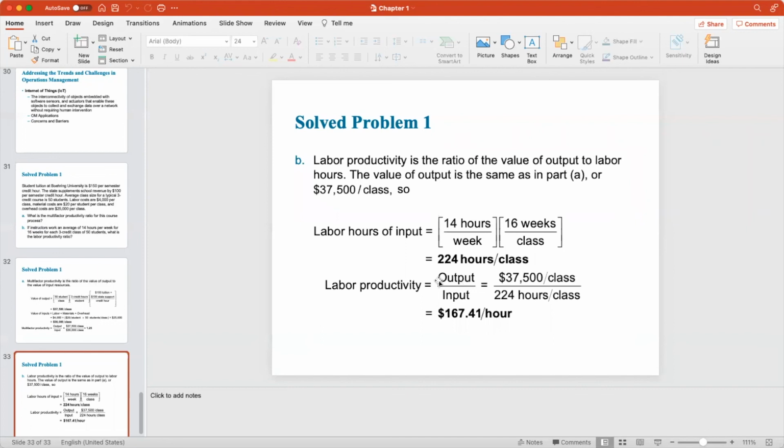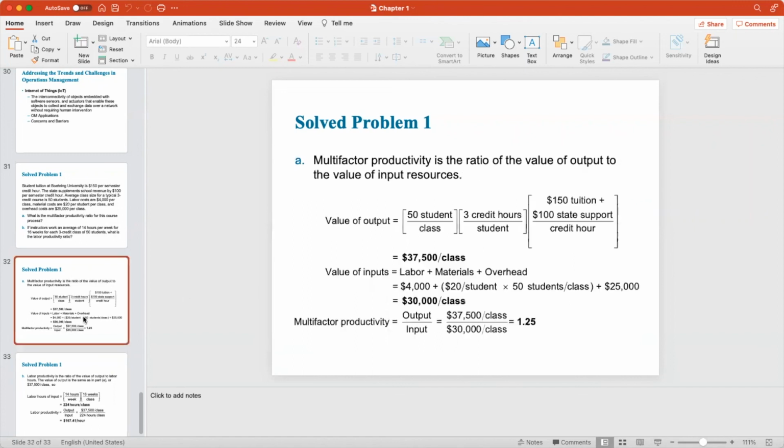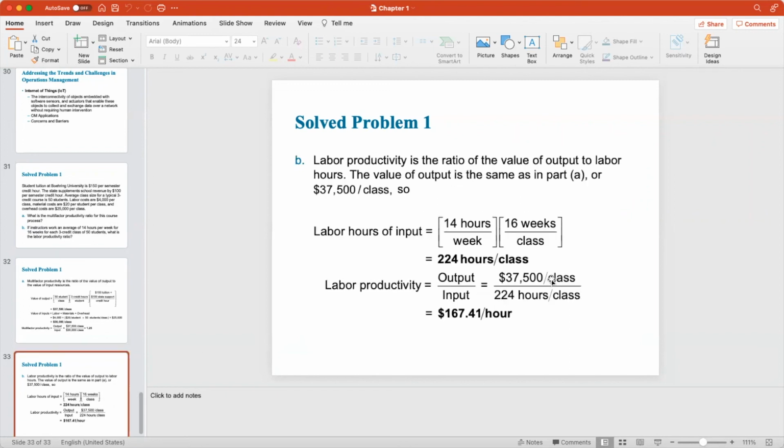And if you look at the output, when we calculate productivity, still it would be $37,500. When you compare with the part A output value, it is exactly the same. So the output value is exactly the same, but the input value will be different. And that's why when we calculate labor productivity, you see the result will be different.